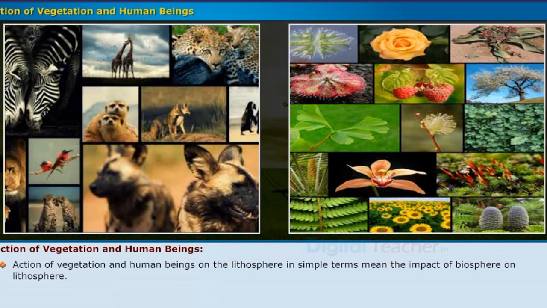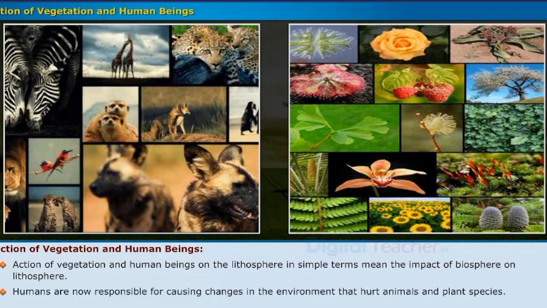Action of vegetation and human beings on the lithosphere, in simple terms, means the impact of the biosphere on the lithosphere. Humans are now responsible for causing changes in the environment that hurt animal and plant species.